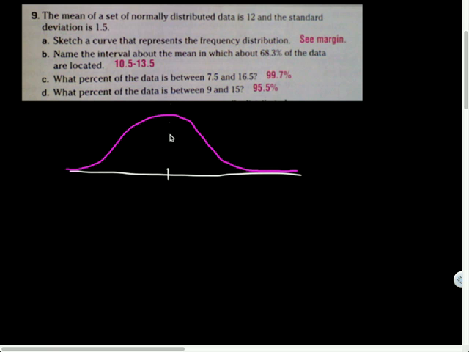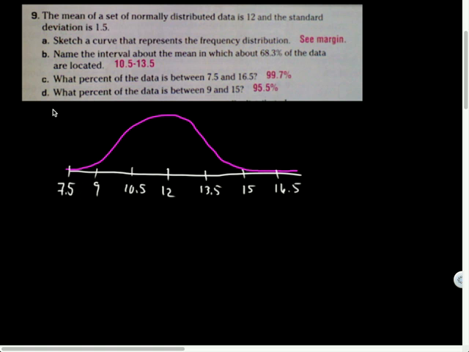The mean is 12, and the standard deviation is 1.5. So this is 13.5, then 15, and 3 standard deviations away would be 16.5. One standard deviation below would be 10.5, then 9, then 7.5. You always have to go at least 2 or 3 deviations away. So that's our situation here.